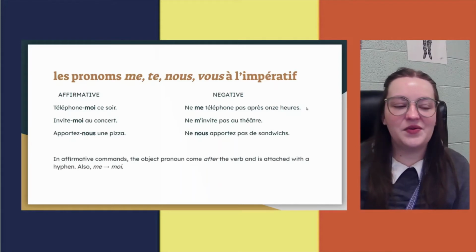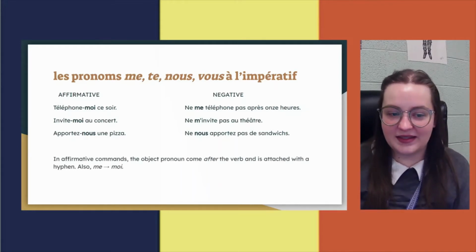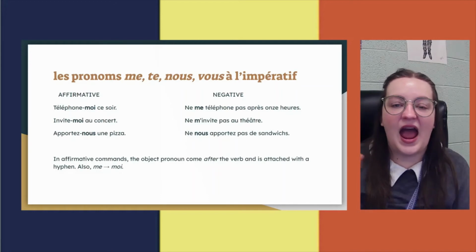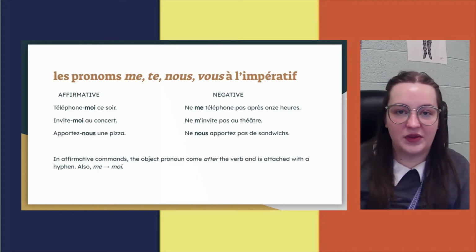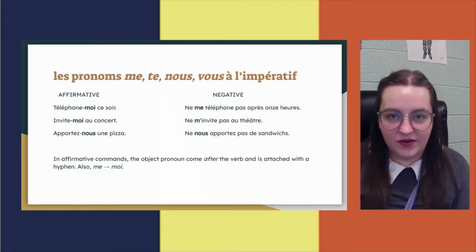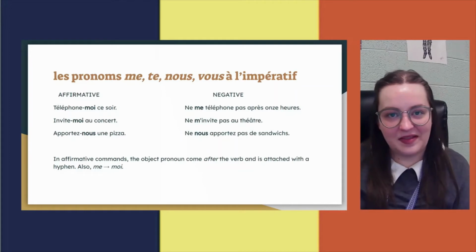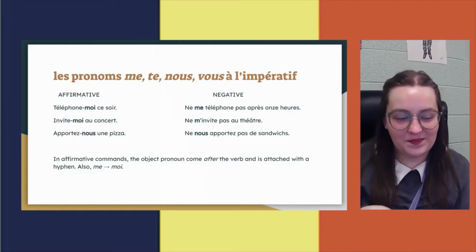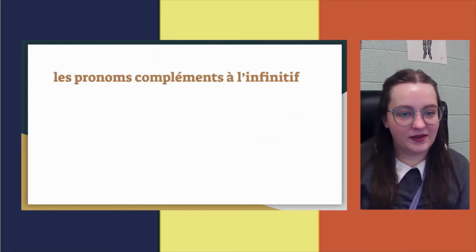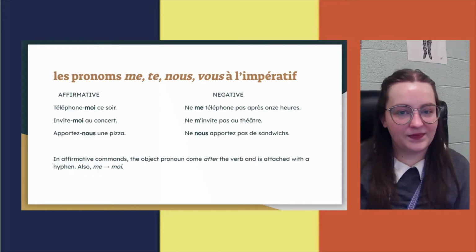Okay, so the rule here is in affirmative commands, the object pronoun comes after the verb and is attached with a hyphen. That's the rule in one sentence. Also, me changes to moi. And that's all there is for the imperative.